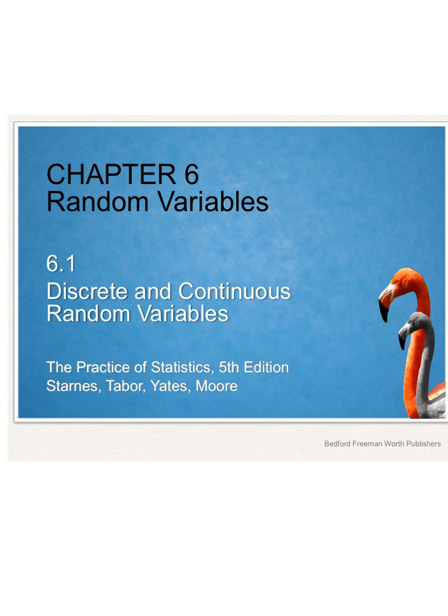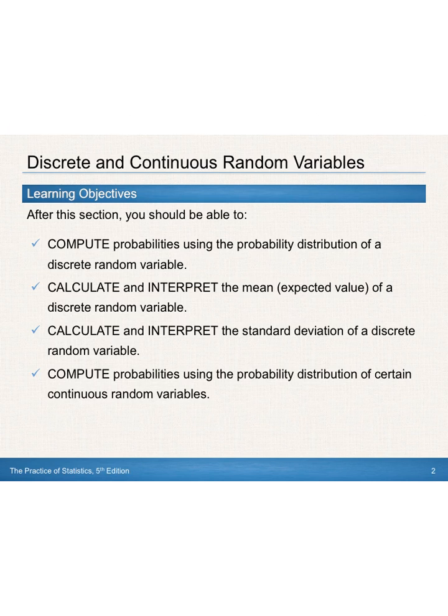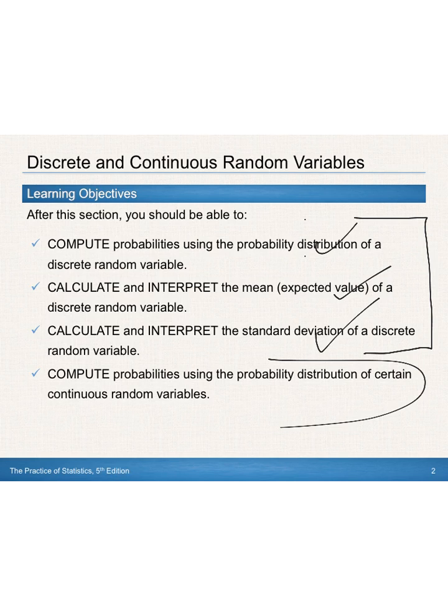The second part of chapter 6.1 is talking about continuous random variables. Anything that we can make a finite list of, we can create a probability distribution with that individual value and its probability. We can calculate its mean, we can calculate its standard deviation, but continuous random variables we treat differently.